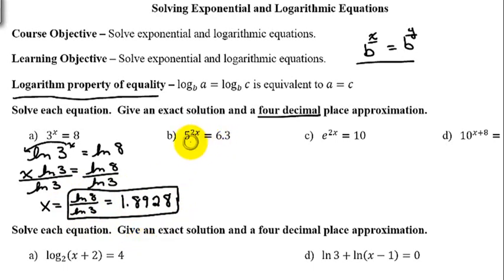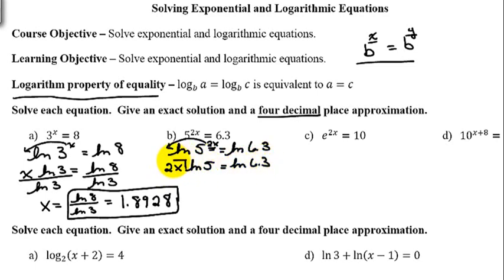Okay, so this next example is very similar to that. So we have 5 raised to the 2x is equal to 6.3. Again, I'm going to take the natural log on both sides of this. So I get the natural log of 5 raised to the 2x equals the natural log of 6.3. Now we can pull this exponent out in front of the natural log. So we get 2x times the natural log of 5 equals the natural log of 6.3.